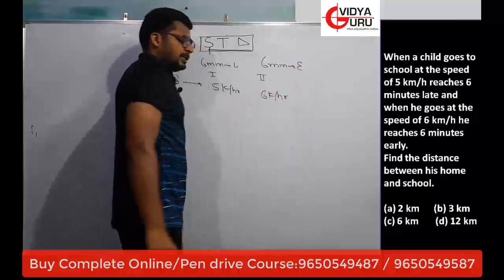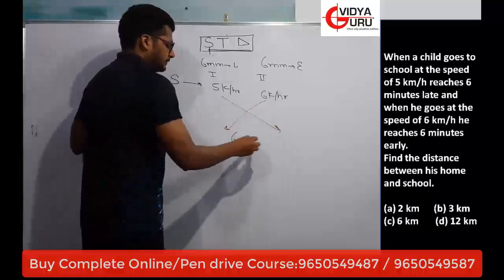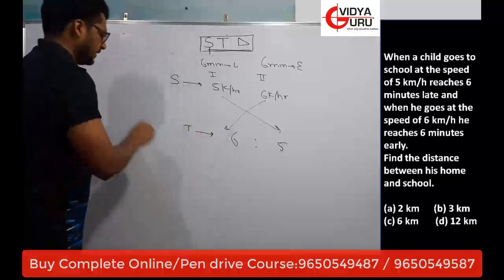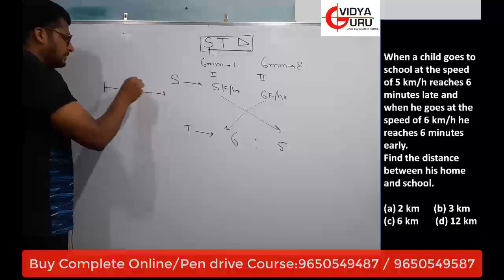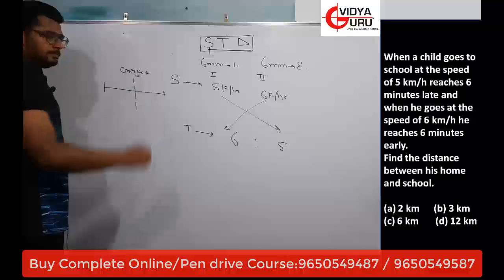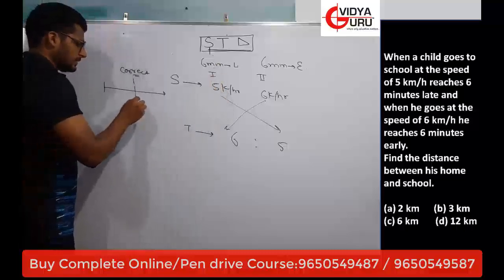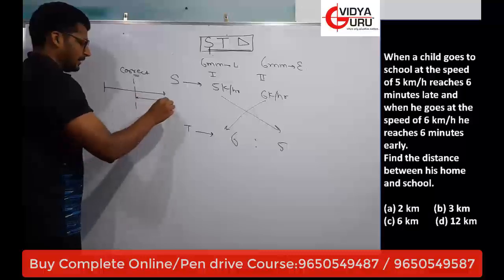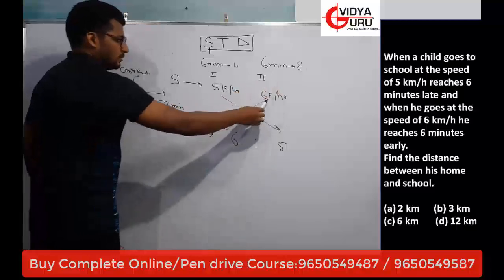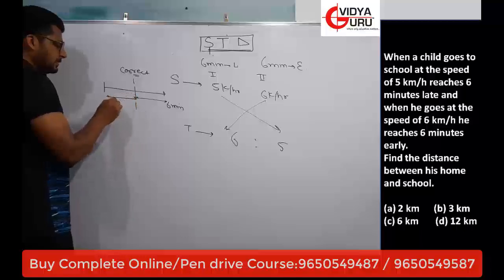So in both cases, he is going to school. So distance is constant. What will be the ratio of time? 6:5. How much time is he saving? See, let this be the correct time to reach school. If he walks with speed of 5 km per hour, he is 6 minutes late. This is correct time, but he reaches late by 6 minutes. If he walks with 6 km per hour, he reaches 6 minutes early.